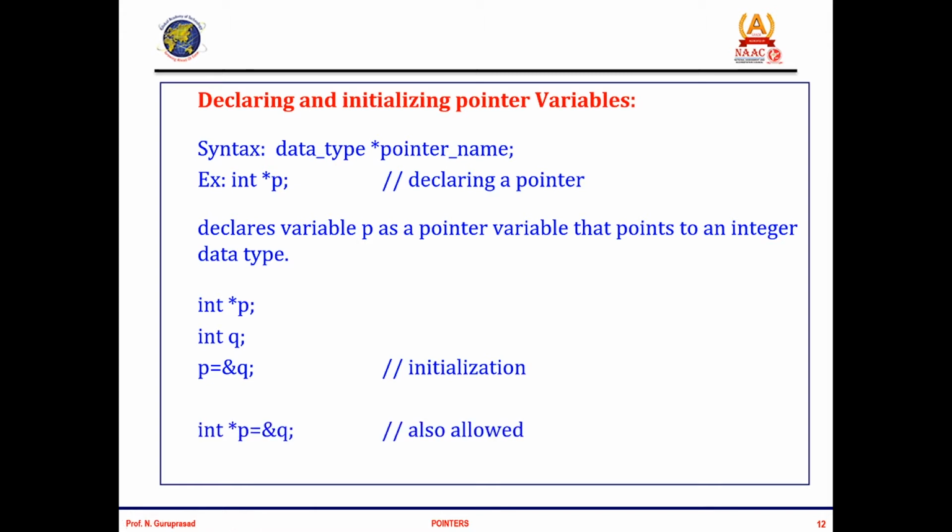And then this also is allowed, where you can club the stuff and you say int *p = &q, where again p is nothing but a pointer variable which points to the integer data type.